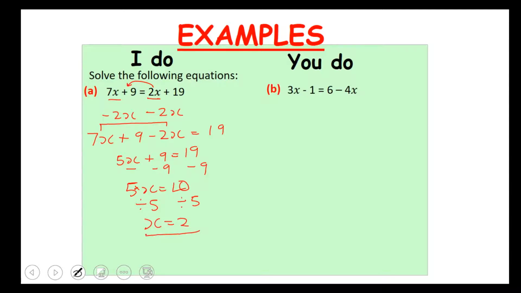And to check, I can just put the 2 in. So 7 times 2 is 14. 14 add 9 is 23. So now to put the same thing onto the other side, 2 times 2 is 4. 4 add 19 is 23. So I know my answer is correct because both of the sides equal to each other. So now what I'd like to do now is pause the video and have a go at doing this question now, please.